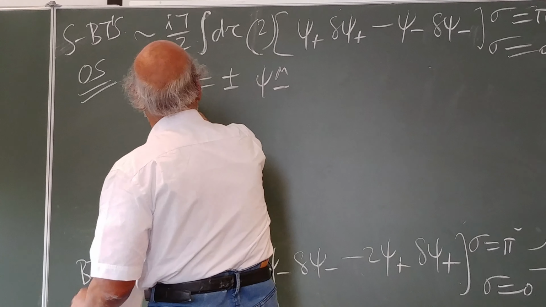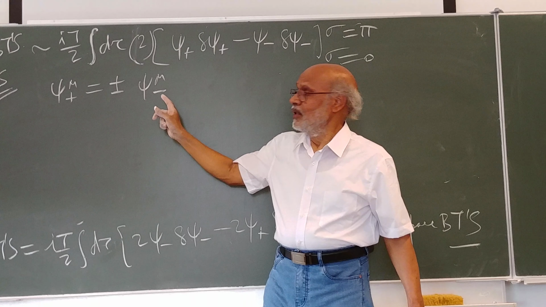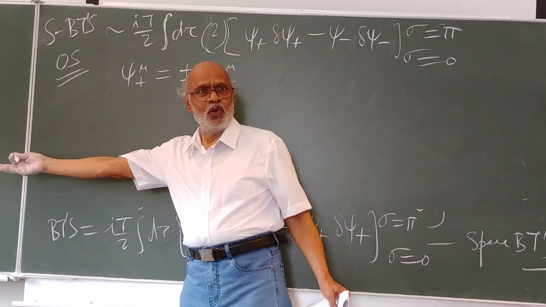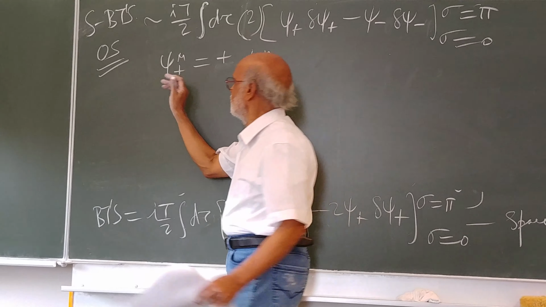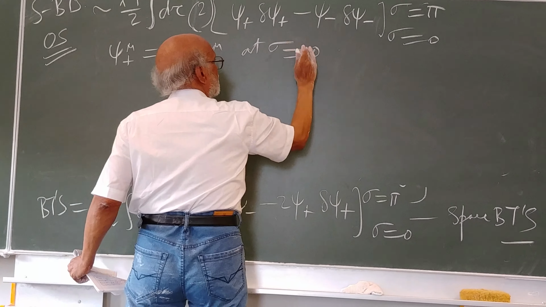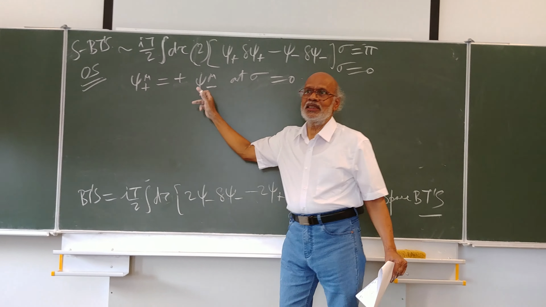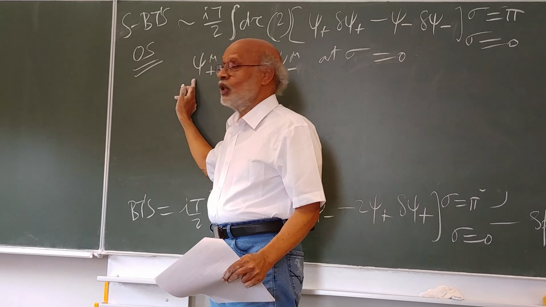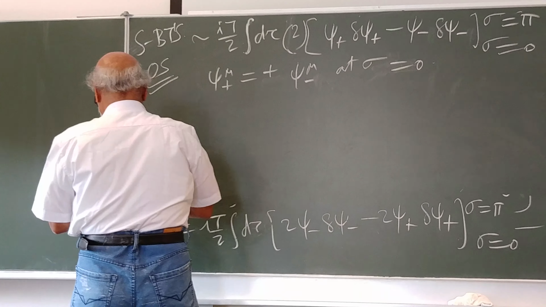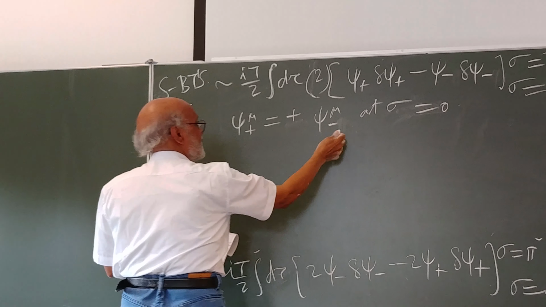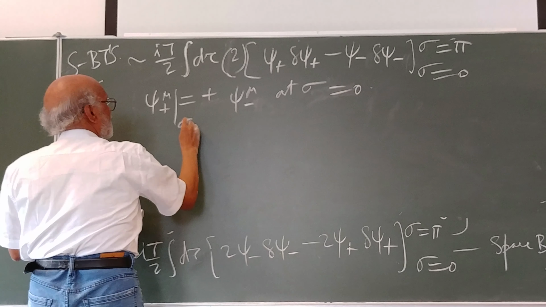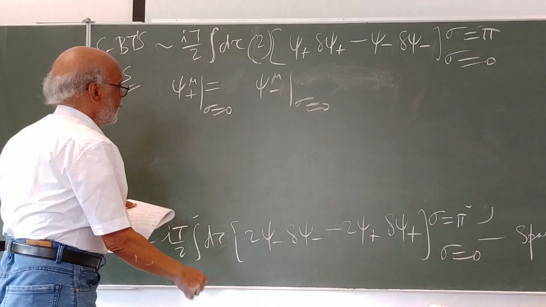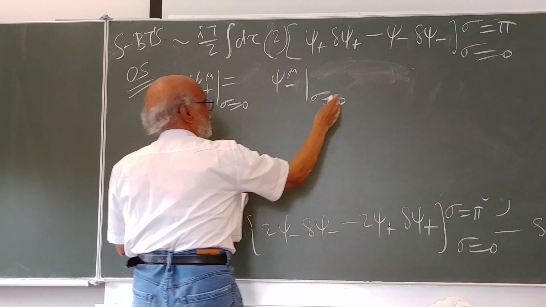So in principle, I can take psi mu plus equal to plus minus psi mu minus at one end, sigma equal to 0, and then I can choose at sigma equal to pi. But it is enough to consider just one. So let us fix this equal to this at sigma equal to 0. But then what happens at sigma equal to pi? At sigma equal to pi, I would have two possibilities. Now this gives me two possibilities.